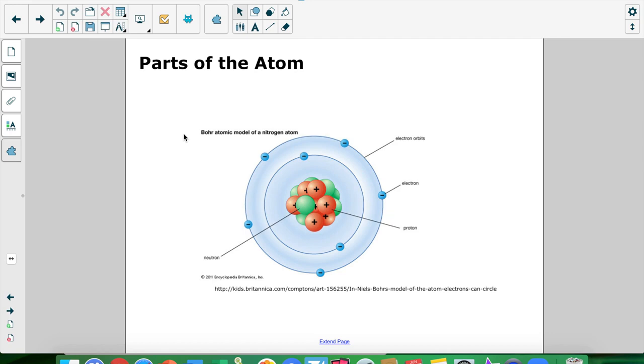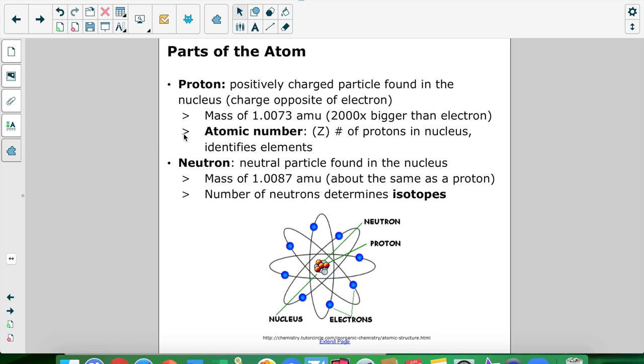As you've learned before, the atom has two types of subatomic particles in the nucleus, the protons and the neutrons. And around the nucleus, it has the electrons that are orbiting around the nucleus. Let's take a look at each of these particles in more detail. The protons are particles located in the nucleus of the atom. They're positively charged, opposite to the charge of the electron. The electron has negative charge, the proton has a positive charge.